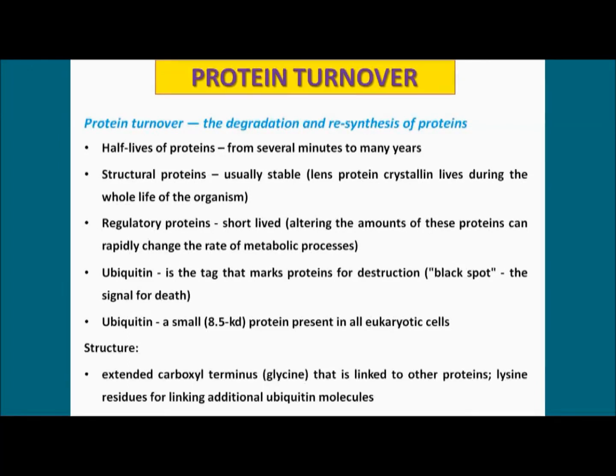Moreover, the structure of ubiquitin has an extended carboxyl terminus. The carboxyl terminus, a glycine, is linked to another protein, and the lysine residue of this ubiquitin links one ubiquitin molecule to another ubiquitin molecule, forming additional ubiquitin chains.